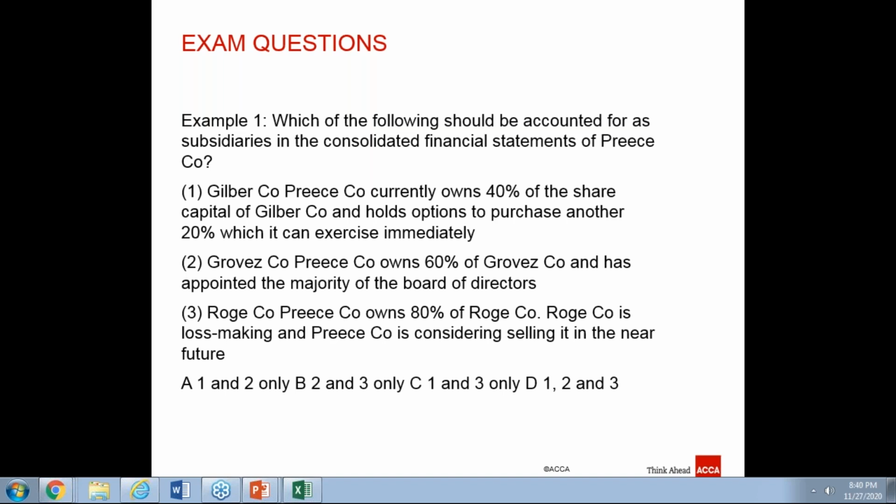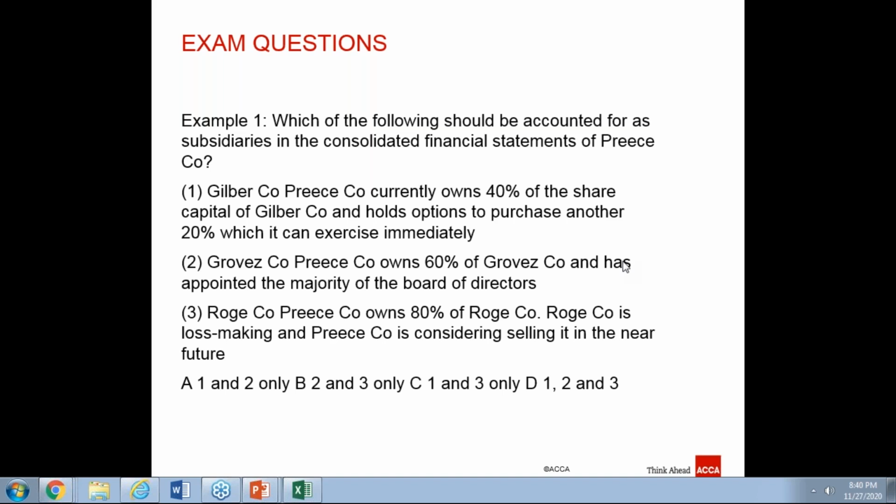So all three actually are subsidiaries. So the first one, second one, third one, all are subsidiaries. So the right answer for this question is D actually. So how about the first one? Currently we have got 40% shares, but if we acquire the other 20% shares, then it will be my subsidiary company.